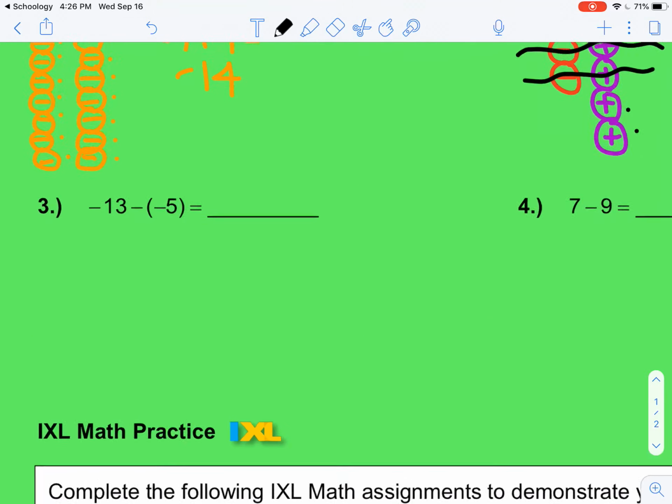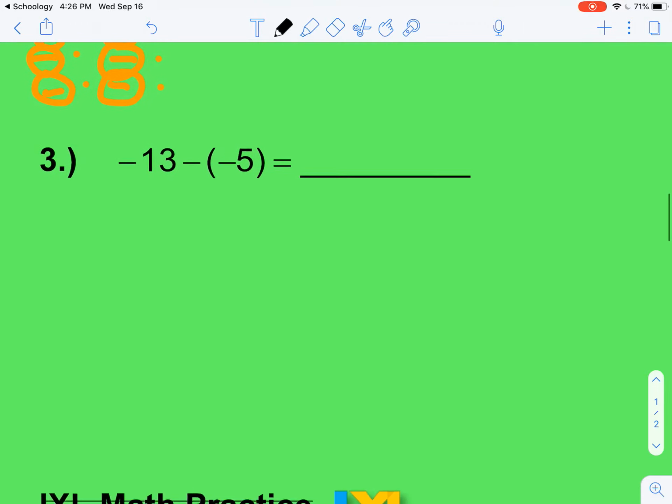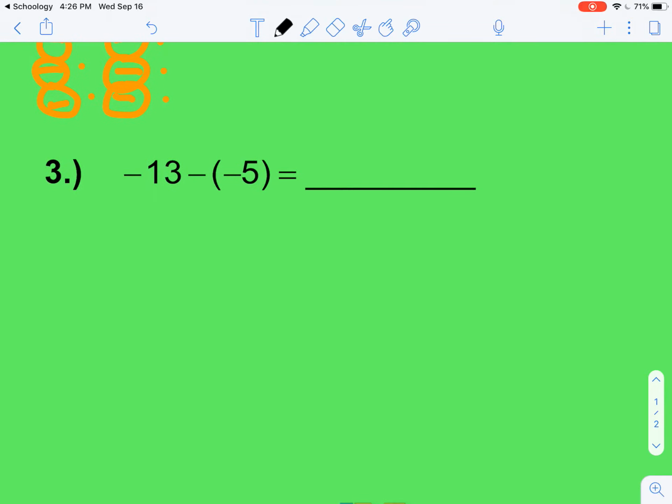Okay? So now we're going to look at number 3. Not number 13. Number 3. I see that I'm subtracting. I know when I'm subtracting, I can do keep, change, change. So I'm going to keep the negative 13. Then I'm going to change my minus sign to a plus sign. Change my negative 5 to a 5.